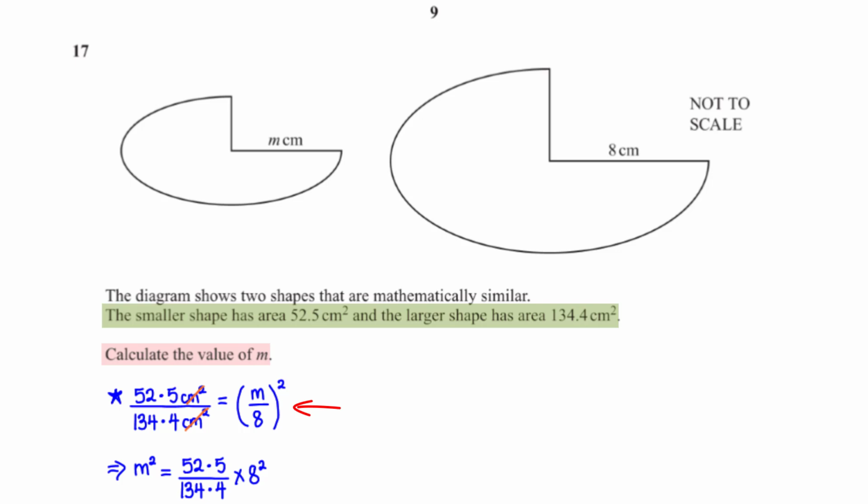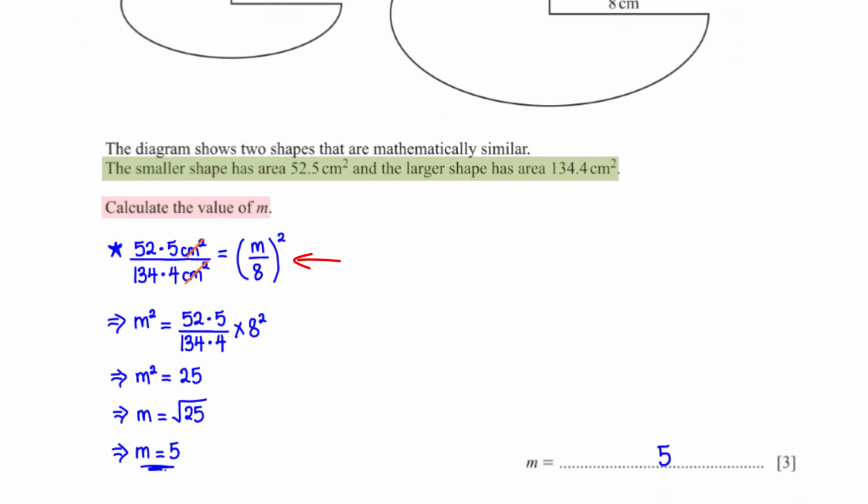equals one of the side lengths of the smaller shape, which has been given as M, divided by its corresponding length in the larger shape, which has been given as 8 centimeters. Since we are dealing with area, we need to square the side length of the two shapes. From here, all we need to do is find M by making it the subject of the equation. When we multiply both sides of the equation by 8 squared, this is what we get.